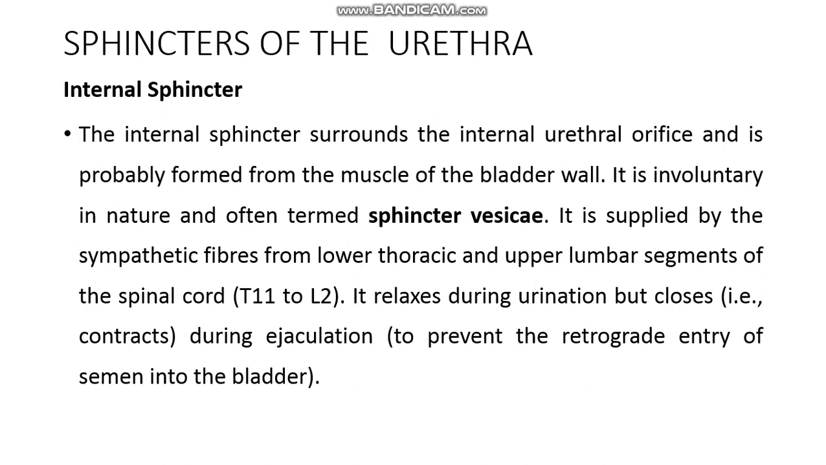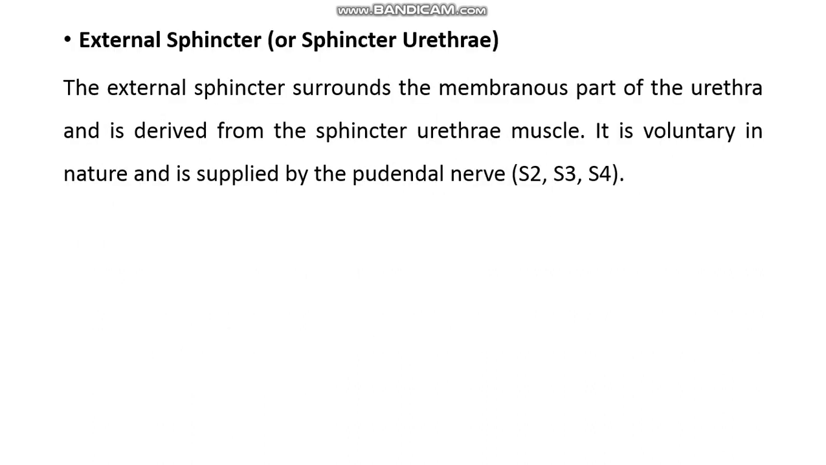It is involuntary in nature and often known as sphincter vesicae. It is supplied by sympathetic nerve fibers from the lower thoracic and upper lumbar segments of the spinal cord, that is thoracic 11 to lumbar 2. It relaxes during urination but closes during ejaculation, to prevent the retrograde entry of semen into the bladder.